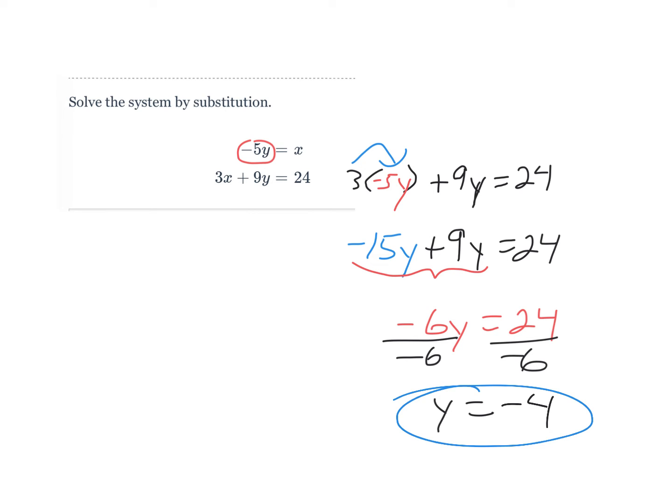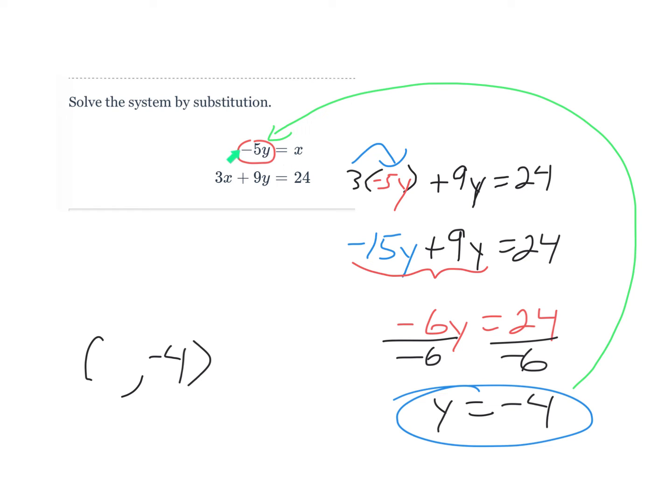So in our solution, our x and y value is our solution. Well, we know the y value now is negative 4. What we can do then is take the y value of negative 4 and plug it into this other equation that tells us that x is equal to negative 5 times the y value. Well, we know what the y value is. It's negative 4. So let's go ahead and work that equation out.